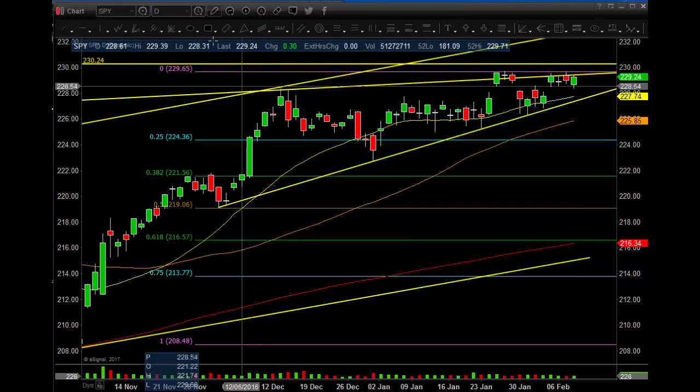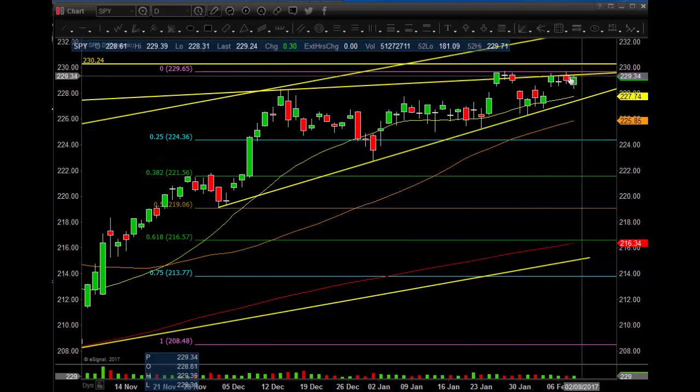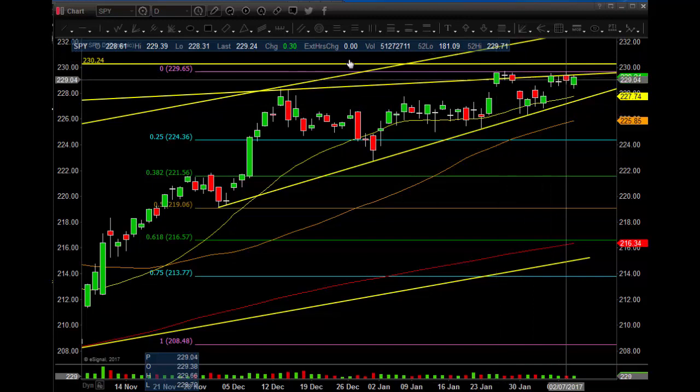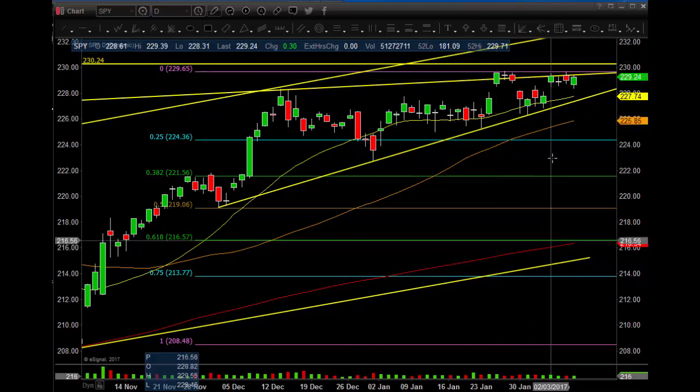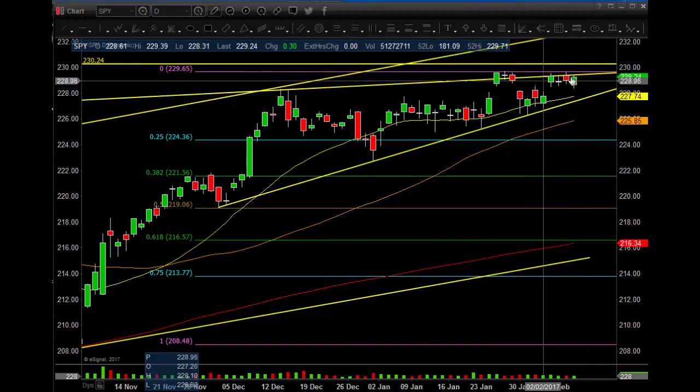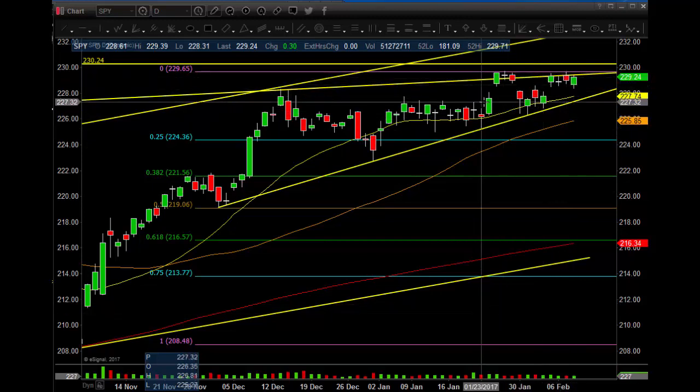All right, let's get right into the daily SPY, and again, right back into this trend line. Just been holding on, with light volume, 51 million on the day. Nothing after hours going on, so it's just floating above the MAs. Nothing wrong with the SPY.